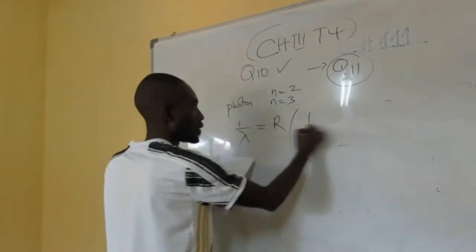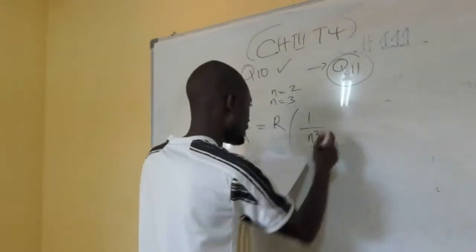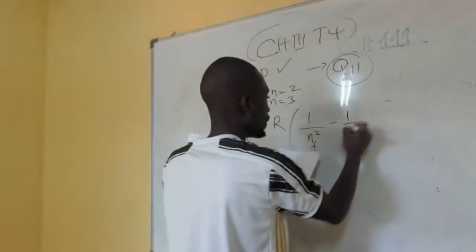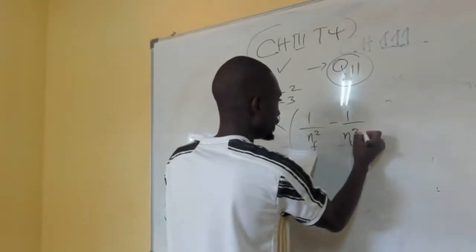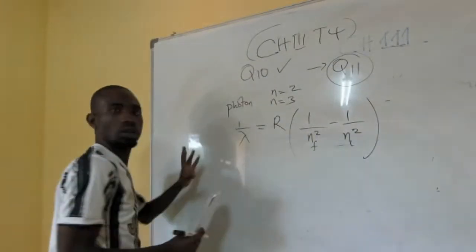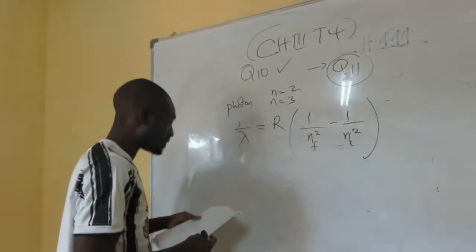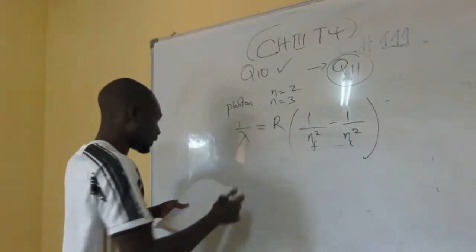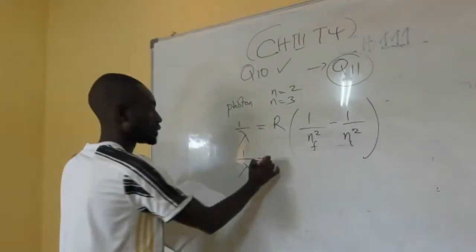R, brackets, 1 over n final squared, minus 1 over n initial squared. So you have this aspect now. You are going to replace the values so that you can calculate. So you are going to have 1 over lambda.